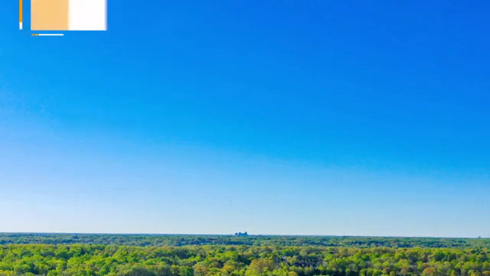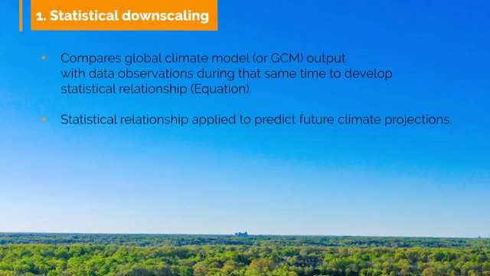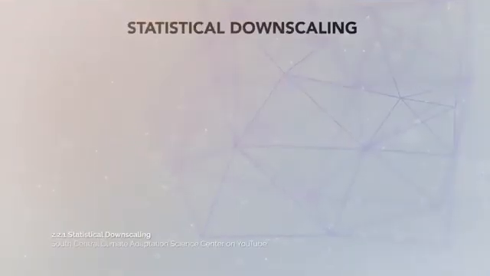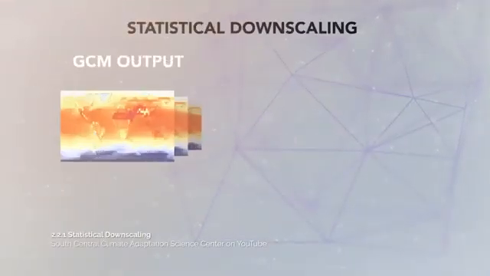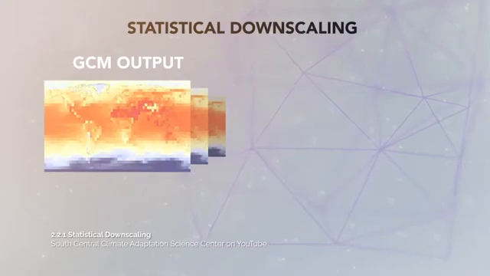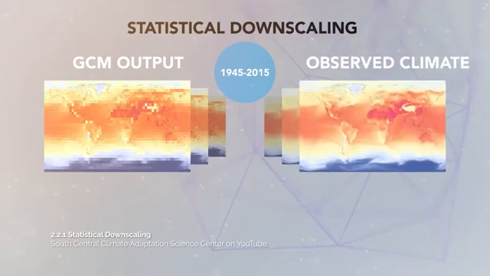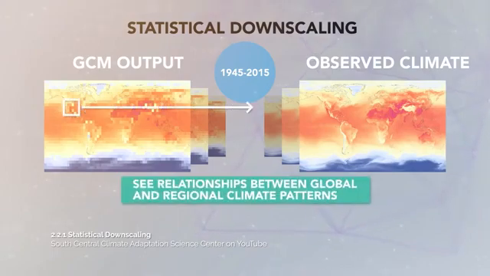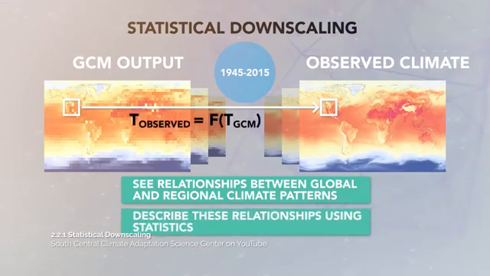Firstly, let us understand the statistical downscaling method. Statistical downscaling compares GCM output for a particular period in the past with observations during that same time. By comparing model projections and actual climate data observations, a statistical relationship is established between global and regional climate patterns. This statistical relationship is then applied to predict future climate projections. However, this approach is based on the assumption that the statistical relationship established will continue to hold in the future.